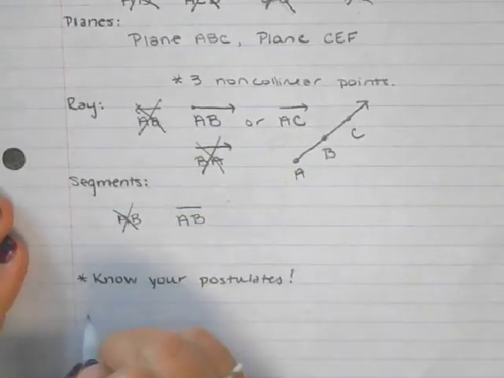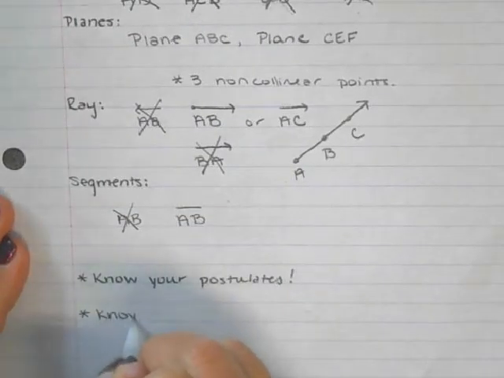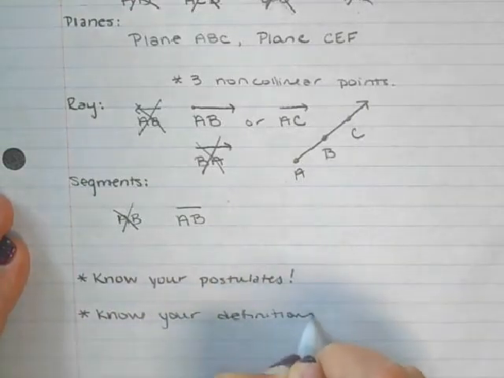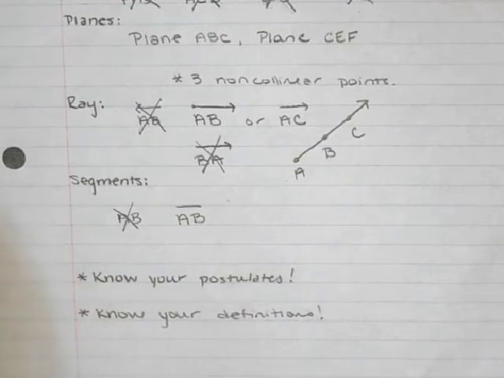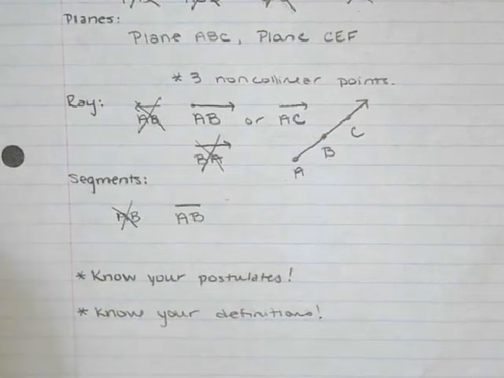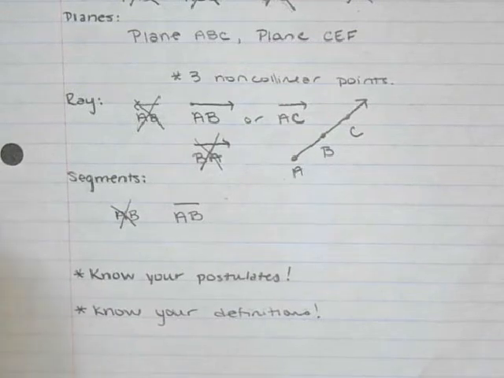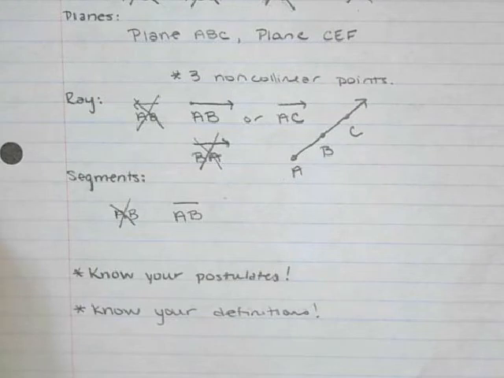Know your postulates. That's a big one. Know your definitions. Again, that very first sheet in your packet is that vocab list. I would fill out all of your definitions right on that vocab list so you have them all in one area. It'll be very quick to look it up. And on your quiz tomorrow, you can use your packet. Okay? If everything is filled out in your packet, if you have your vocab list, that will make understanding your quiz easier.